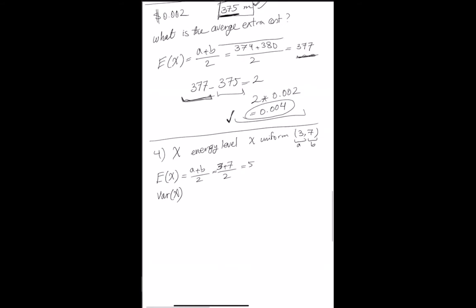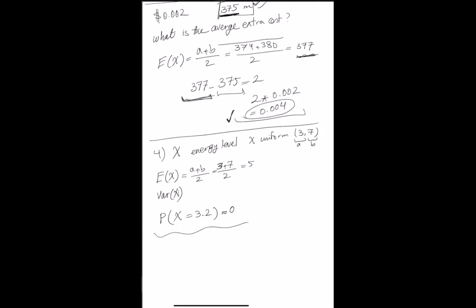What is the probability that an electron beam has a kinetic energy of exactly 3.2? The probability that x, the energy level for a specific beam, is exactly 3.2. What is that probability, guys? 0. Right? Is this clear for you guys, all of you?